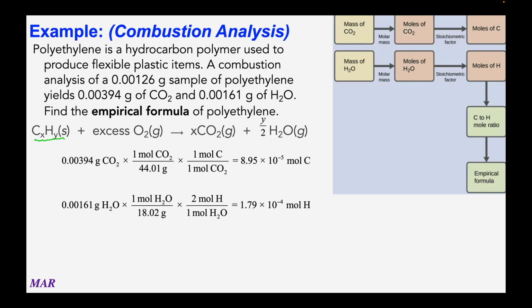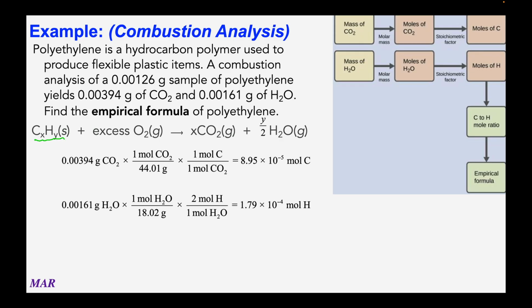Well, carbon dioxide is about 44.01 grams per mole. That allows you to turn grams into moles. And then 1 CO2 had to come from 1 carbon, 1 mole of carbon. We had 8.95 times 10 to the minus 5 moles of carbon. And you do the same thing for water. That really small amount of water divided by the molar mass of water gives you moles of water. And 1 mole of water has 2 moles of hydrogen. So that's where the 2-to-1 ratio comes in. So you end up with 1.79 times 10 to the minus 4 moles of hydrogen.